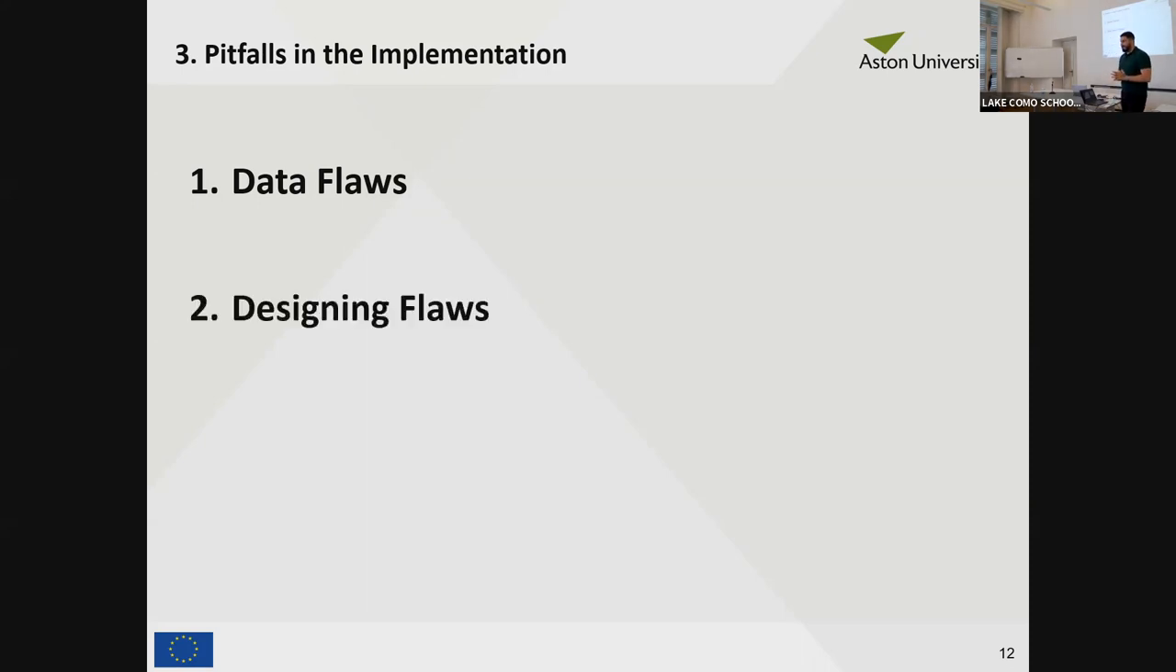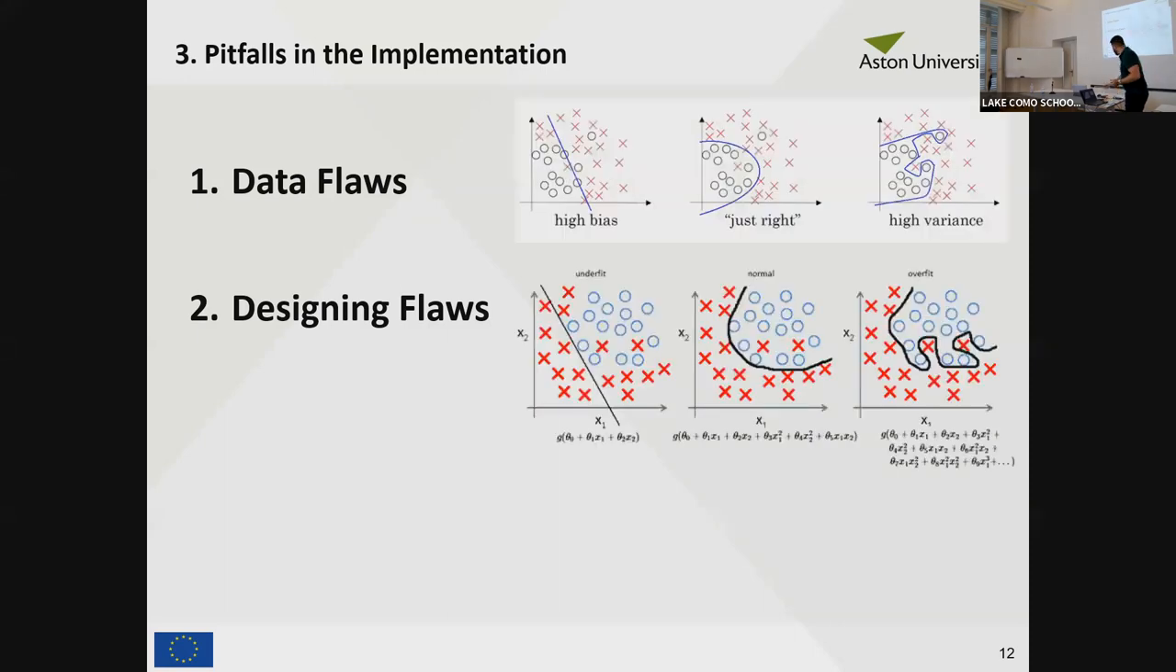The second is a design flaw. How did you build this machine learning structure? Did you use all the inputs that were necessary? How was the training? How was the output? How hidden was it? And here we have the consequence of the classic bias and variance trade-off that you need to take into account when designing your neural network, okay?